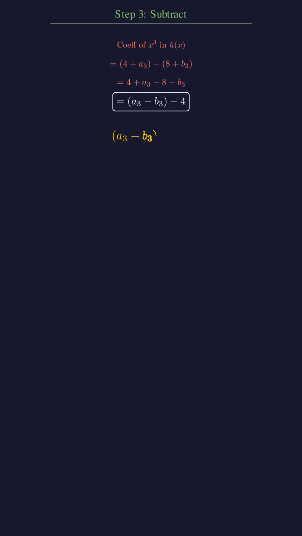So the answer depends on a3 minus b3. Most students get stuck here. They think we do not know a3 or b3. How can we find the answer? But remember, we have not used the most important condition yet. F of x is not equal to g of x for every real x. This is where the problem actually breaks open.